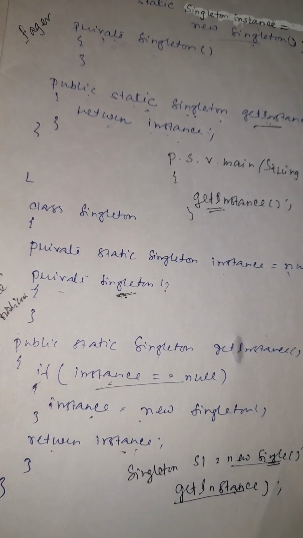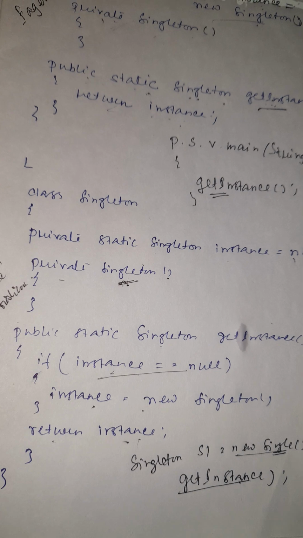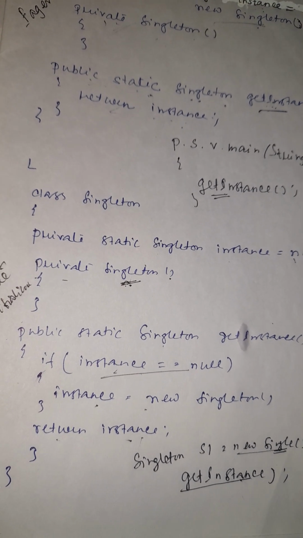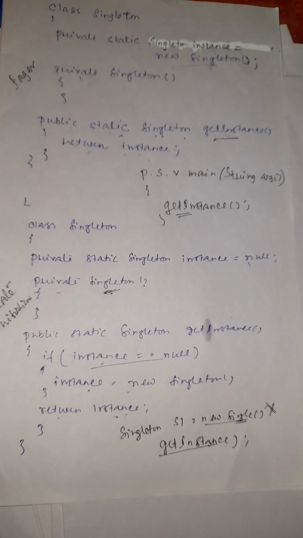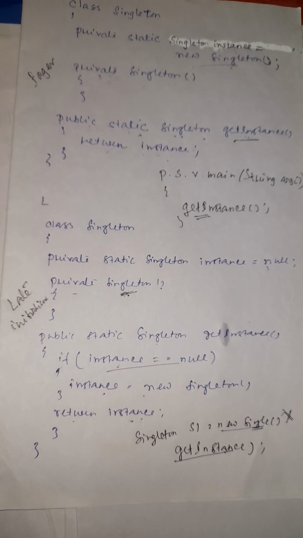Clear? So you give a restriction so that you can't create more than one object. Only a single time you can create the object. So this is known as a singleton class. Okay, thank you.